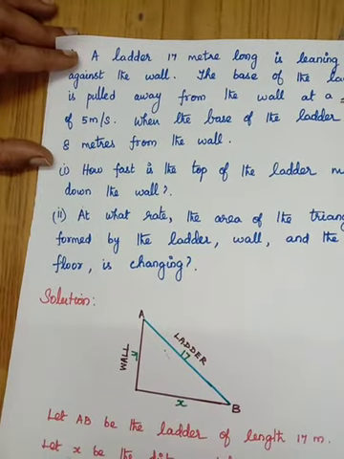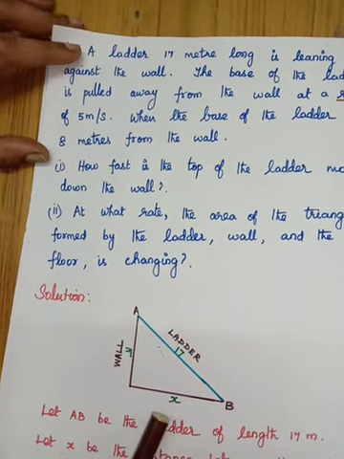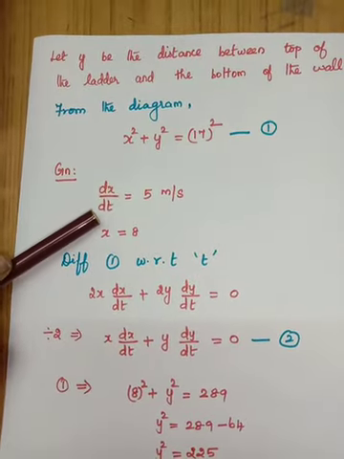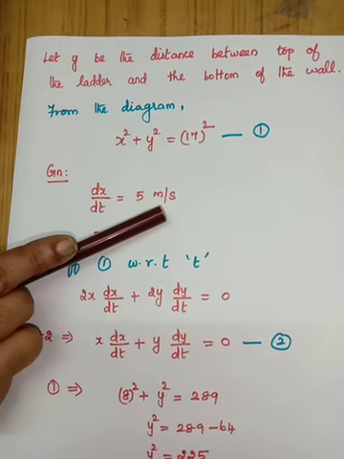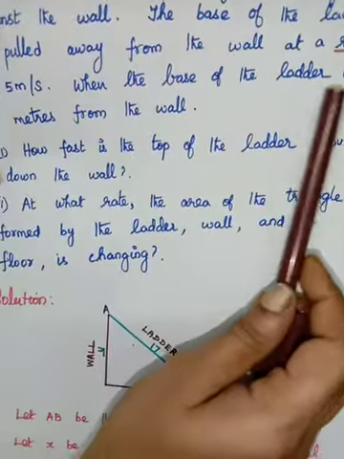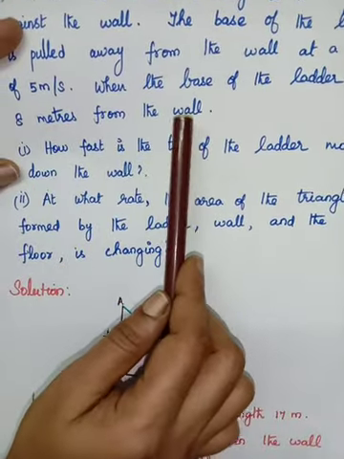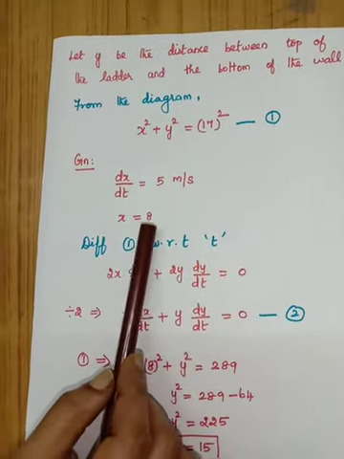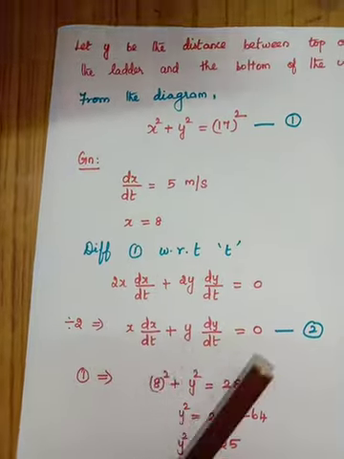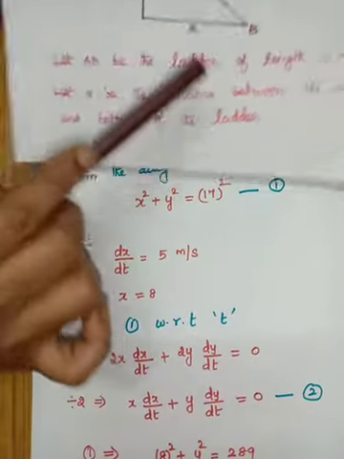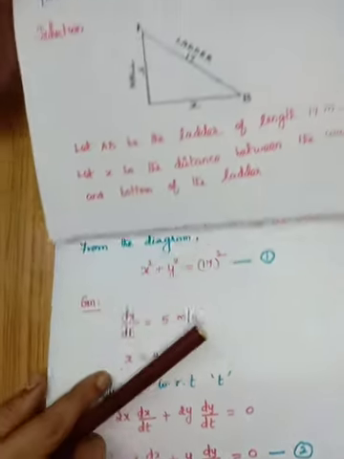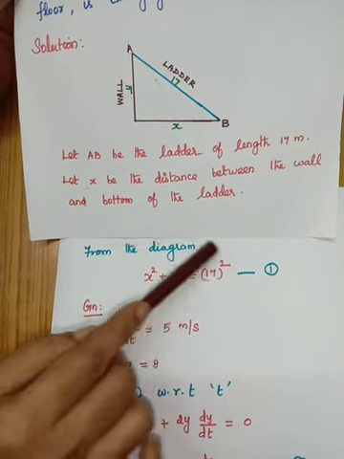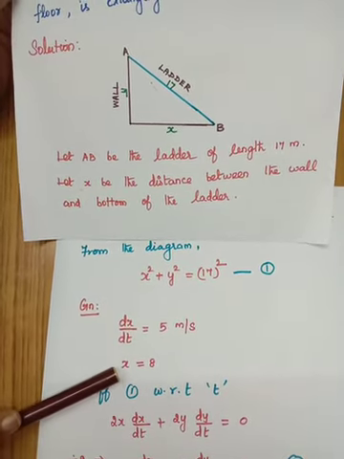So it is moving, it is changing according to the time. So how will it be denoted? From that sentence we can denote dx by dt is equal to 5 meter per second. Okay, when the base of the ladder is 8 meters from the wall. So base of the ladder, which letter have we denoted? That is x. So when x is equal to 8. Okay, it is given. So see that from the diagram, it is a right angle triangle. So we got the relation x squared plus y squared is equal to 17 squared. So we found the relation and these are the things given.